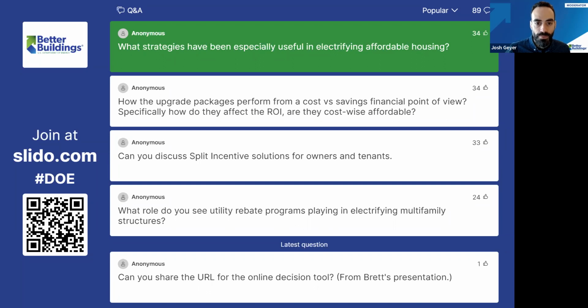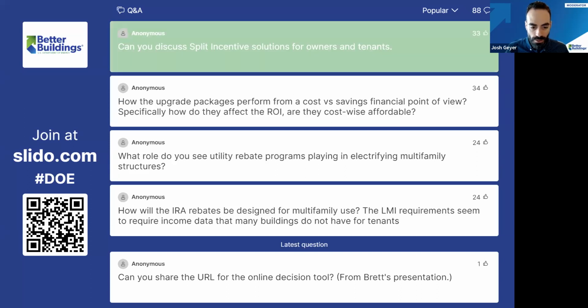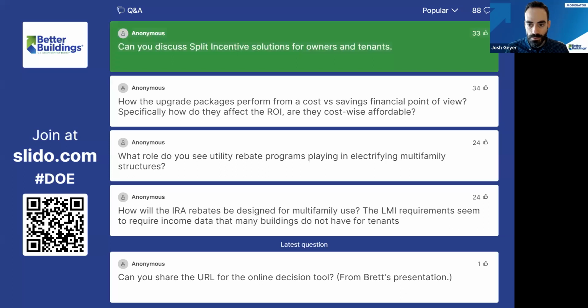I do want to talk a bit about any tips the panelists have about addressing or getting around the split incentive between owners and tenants. Could one of our speakers maybe define the split incentive, Josh, if you don't mind? I can try, and I was muted, sorry.